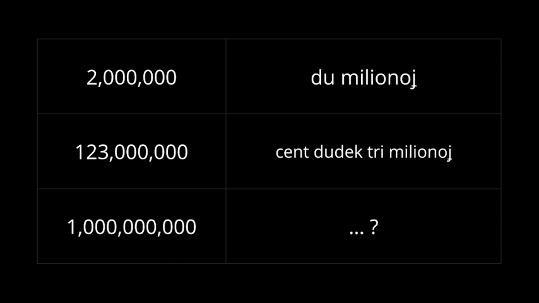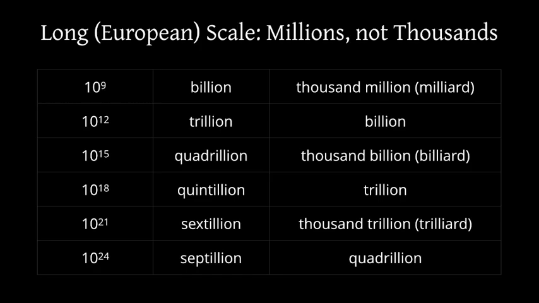million, and a million is treated like a noun. If I have 123 million, I have cent dudek tri milionoj. But what if I have 1,000,000,000 or more? We need to take a detour for a moment and talk about something that you may not be aware of if you don't know European languages.